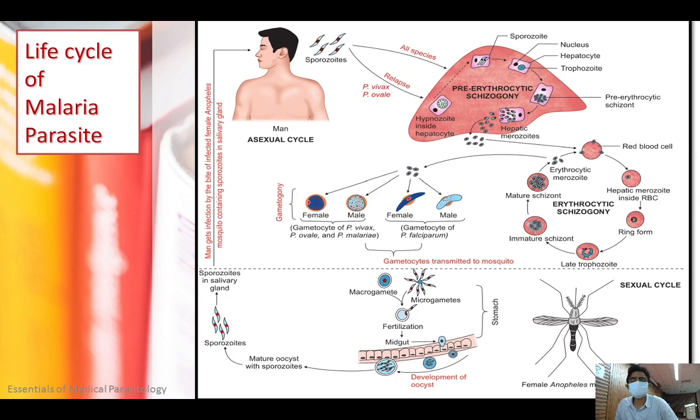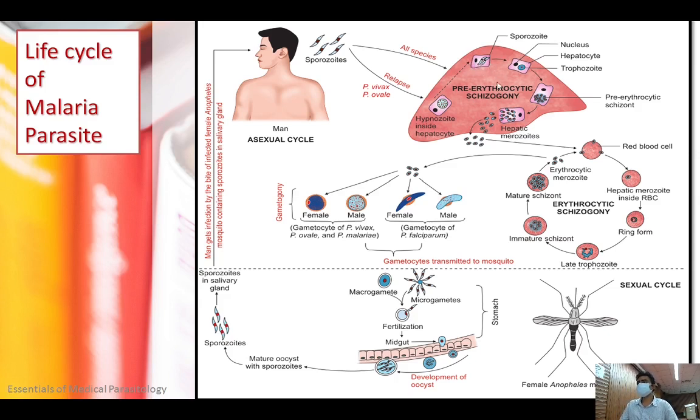The liver has certain specialized receptors. In the sporozoite, there are certain proteins known as the circumsporozoite protein. And there are thrombospondin receptors present on the basolateral surface of the hepatocytes. Those receptors bind to the circumsporozoite proteins of the sporozoites, and the sporozoites are taken inside. So you can see the sporozoite has been taken inside the liver.